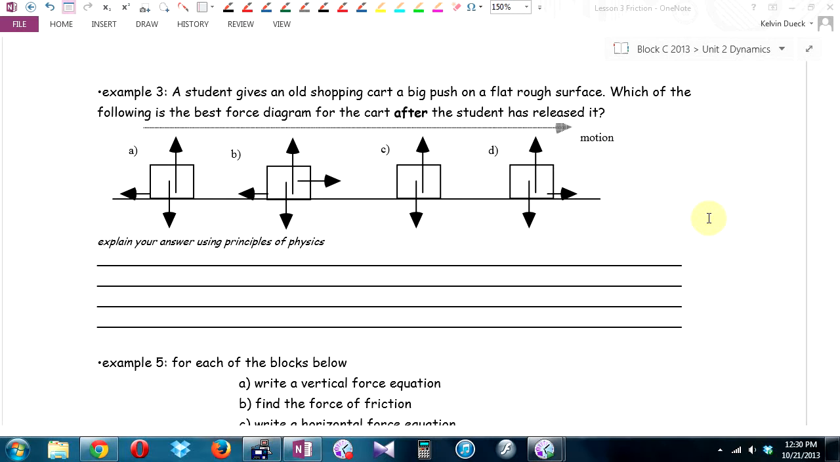Now what we're talking about, look here please, is this. Imagine my chair is the shopping cart. We're not talking about while I push it. We're talking about right there, say 1 second after I push it. What's the best free body diagram? Who says A? 1, 2, 3, 4, 5, 6, 7, 8, 9, 10, 11, 12, 13, 14, 15, 16.